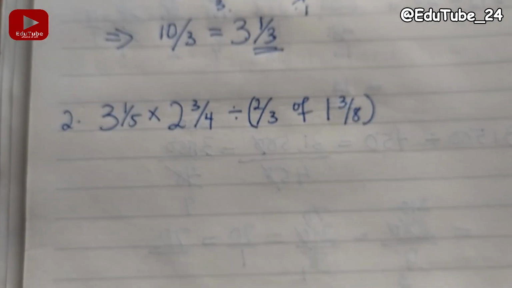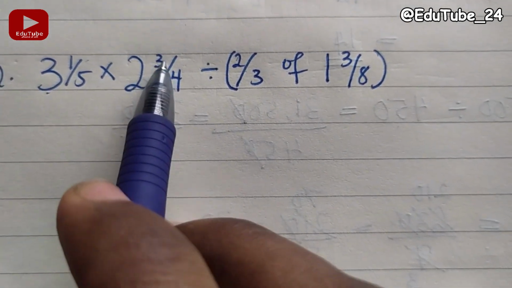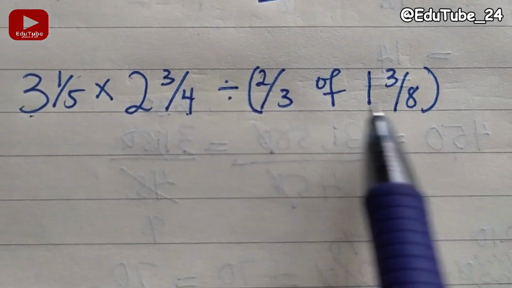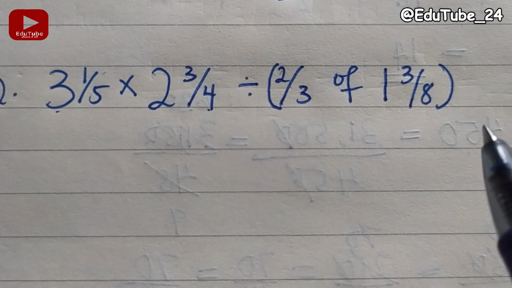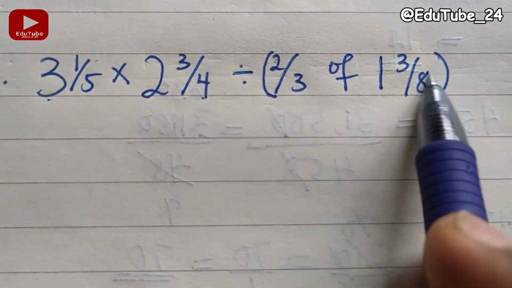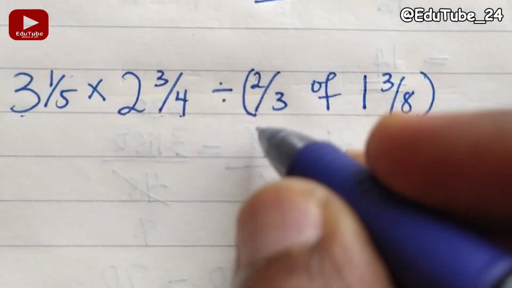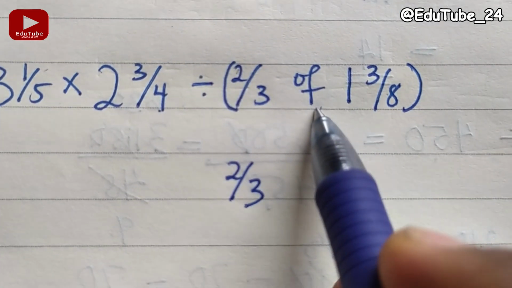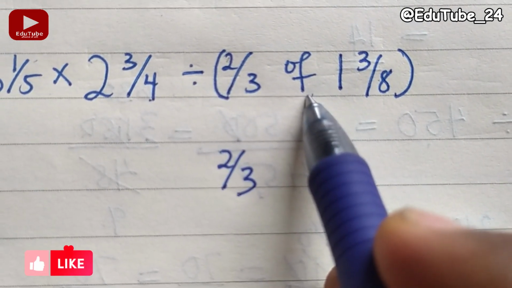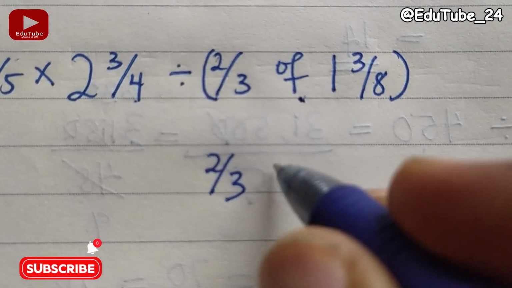So now example number 2, we have 3 whole number 1 out of 5 times 2 whole number 3 out of 4 divided by open and close bracket of this number. So according to BODMAS, what will I do first? I will do what is inside this bracket first. So to do what is inside this bracket first, I'm going to rewrite the fraction. So I have 2 out of 3, and then this off. Remember, off is the second place in BODMAS. So this off we change to times.